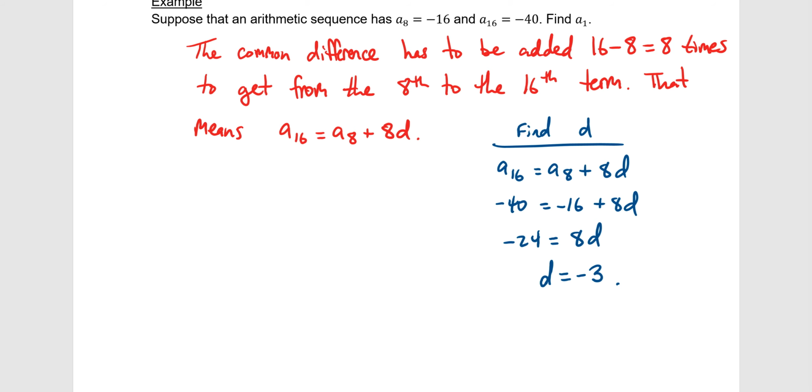So what we need now is a sub 1. So let's go ahead and actually do exactly the same setup that we just did, and let's use a sub 8 with it. So in order to go from a sub 1 to a sub 8, we start at a sub 1. We need to add 7 common differences to it in order to get to a sub 8, because 8 minus 1 is 7. So it's the same concept that we just did right up here.